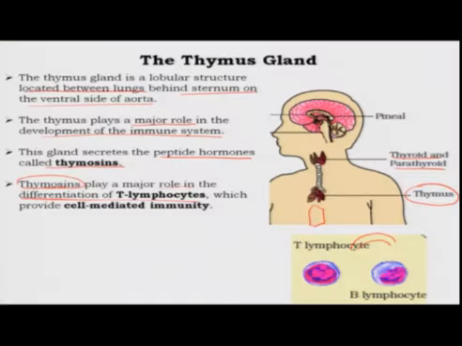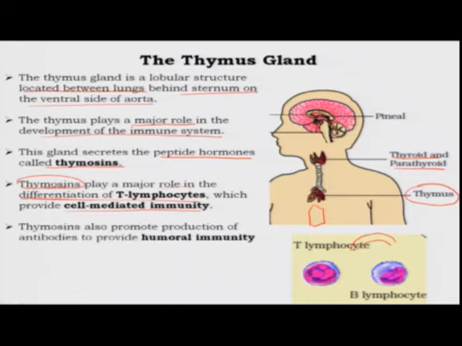The bone marrow stem cells do not actually have the characteristics of T lymphocytes. Through this process of differentiation, which takes place by the action of thymosins, you get the T lymphocytes, and T lymphocytes are a major component of our immune system, because they provide what is known as cell mediated immunity. Therefore, the thymus gland is very important for the development of cell mediated immunity.